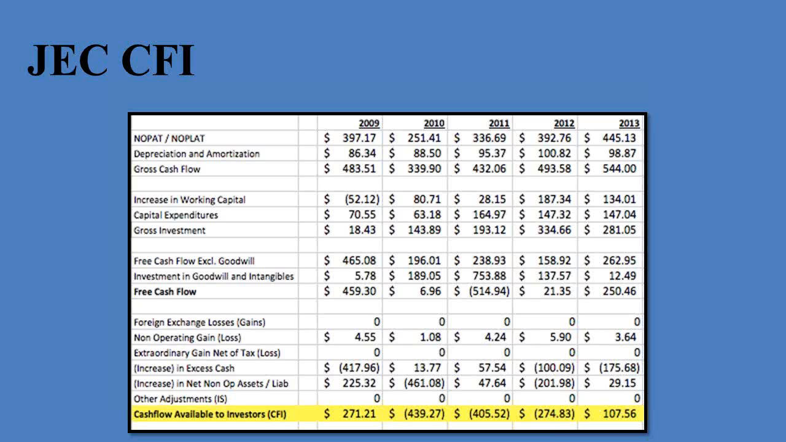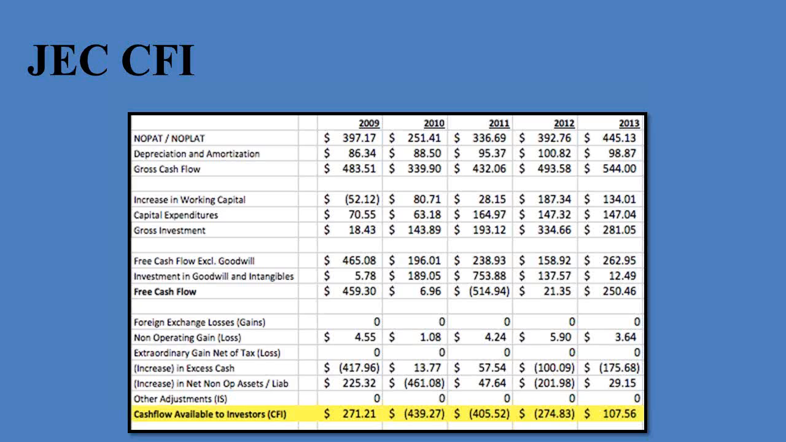So looking at JEC's cash flow statement, we can see that JEC's cash flow available to investors has decreased over the 5-year period, being particularly negative in the middle 3 years due to an increase in 2010 and 2011 in non-operating assets, but then an increase in investment in goodwill intangibles due to a merger with Acker company, which they bought partially. They bought shares in 2010, and then they bought the entire unit in 2011.